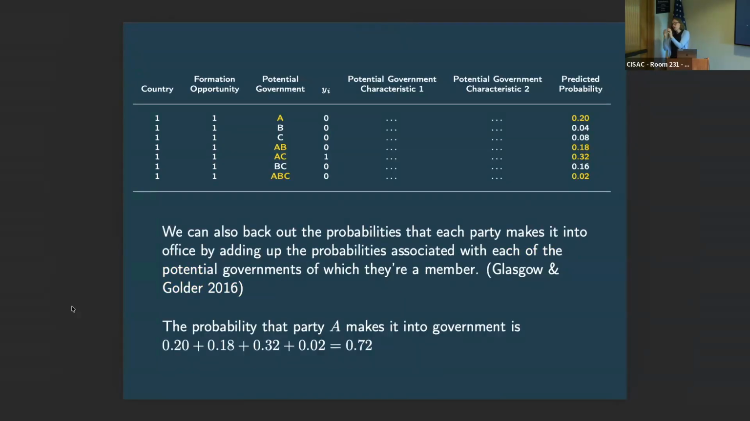When scholars shifted from looking at parties to looking at potential governments, it shifted the questions they were asking a little bit, but it turns out you can still back out the probabilities of a party getting into government. You can do this pretty simply. If I want to know the probability of party A getting into government, I can add up the probabilities of all of the potential governments that include party A. And I could do the same for party B, party C, etc.